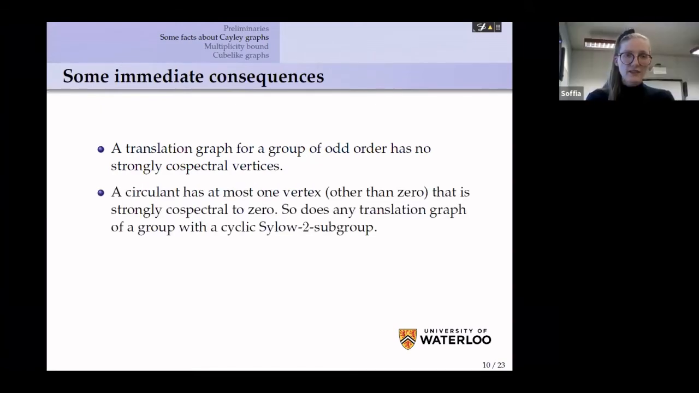Similarly, a circulant has at most 1 vertex that is strongly cospectral to 0, because a circulant has at most 1 element of order 2. The same thing happens in any translation graph where the group has a cyclic Sylow 2-subgroup. That's exactly what it means: it has exactly 1 element of order 2, so this is the only one that can be strongly cospectral to 0.